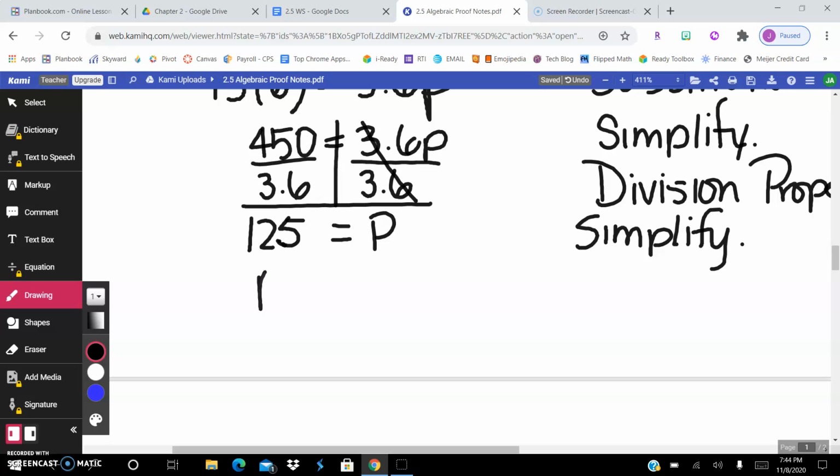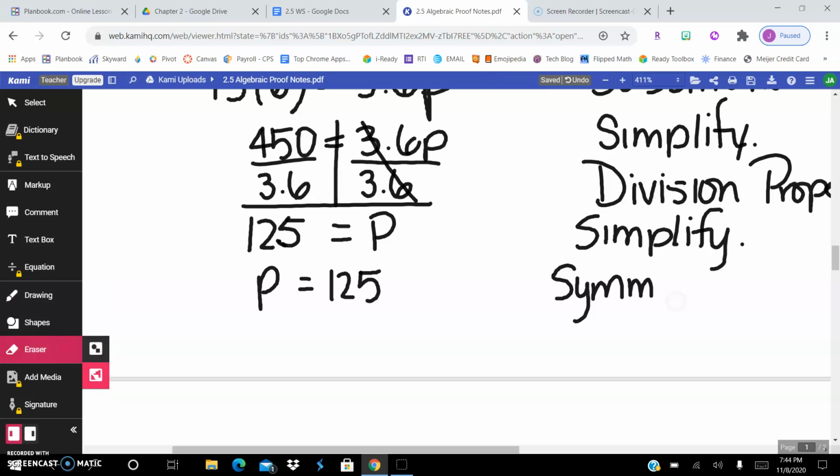And just like the last one, we have to flip them around. And that was called the symmetric property.